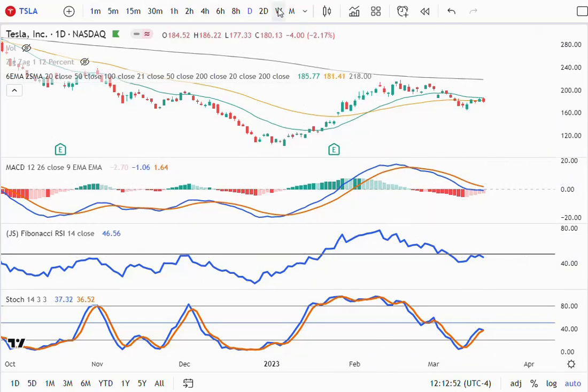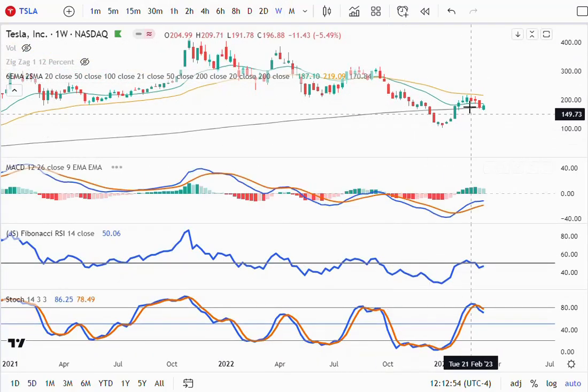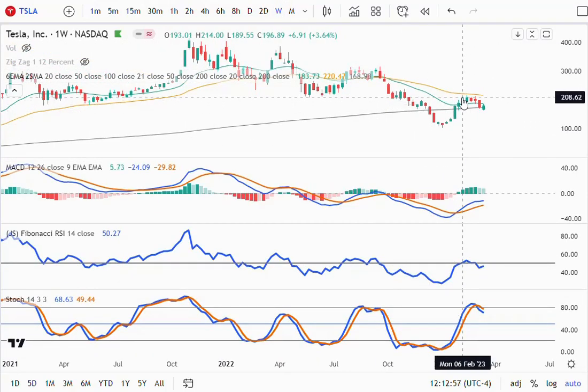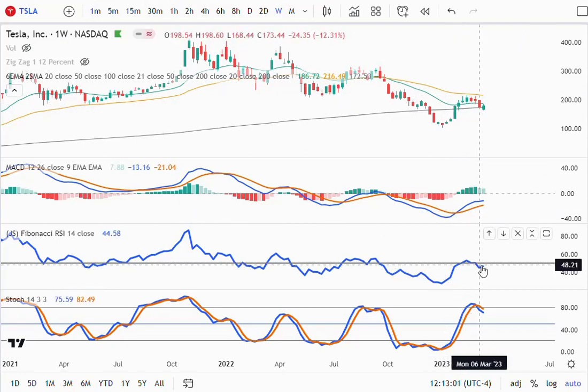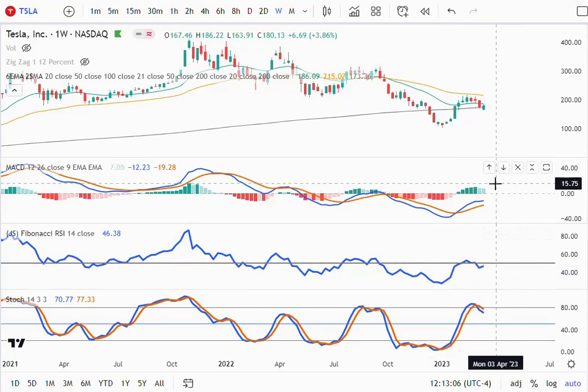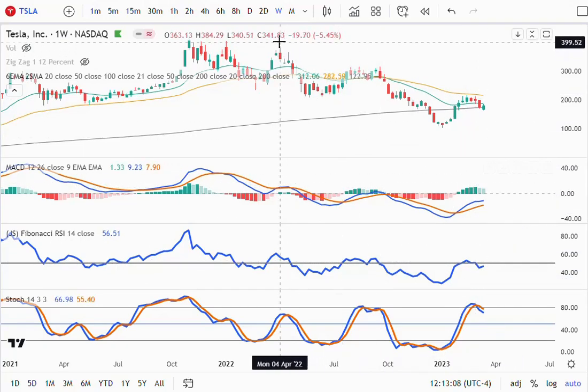Even on a weekly basis, it has closed below the weekly 20 EMA as well as the 200. RSI also fell below the weekly 50. So momentum is kind of lackluster at the moment.